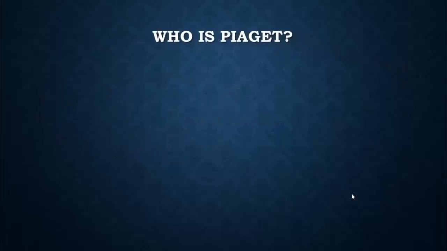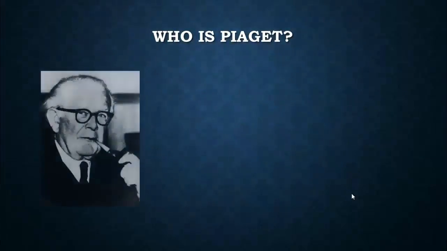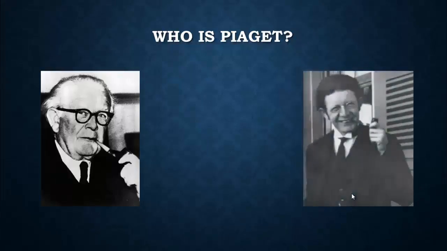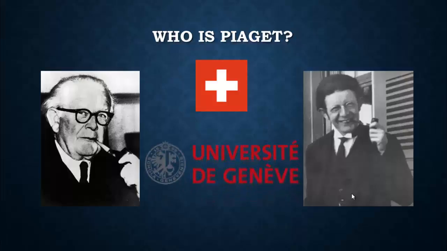When people mention Piaget, the first picture that comes into our mind is an old man in his 70s or 80s with white hair and a smoking pipe. But actually, Piaget produced most of his important work when he was a middle-aged man, and he was a Swiss who spent almost his entire academic life in the University of Geneva.